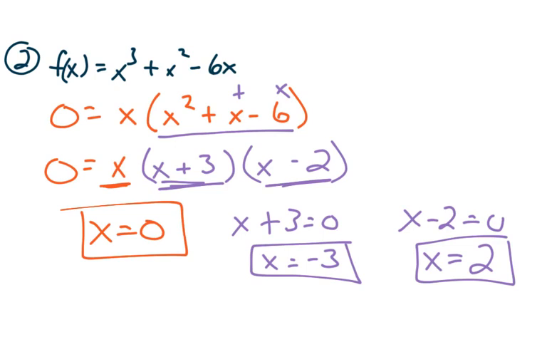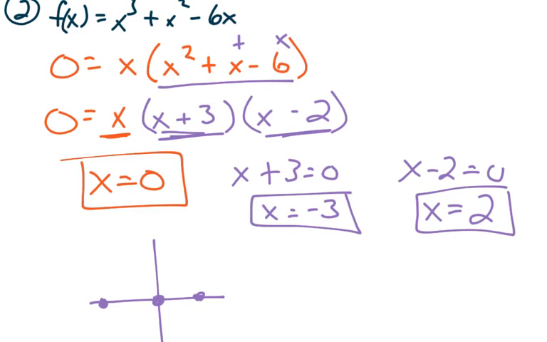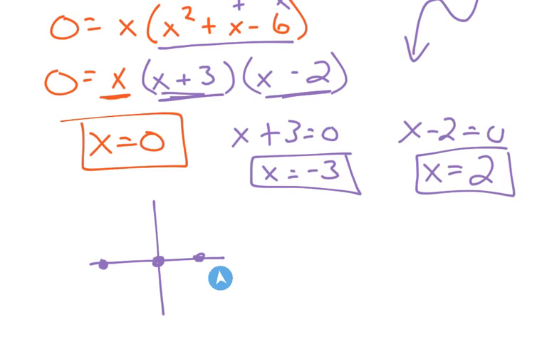Okay, so when I sketch this graph, 0, negative 3, positive 2. Let's see, my original function was odd and positive, which means it's got this general shape. And it's going to look a lot like that, actually, what I just sketched. All of these three points are going to have crosses. They're not going to bounce anywhere. So it's just going to have this general shape. We cross at negative 3, we cross at 0, and then we cross at 2.